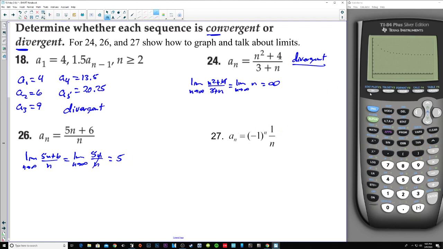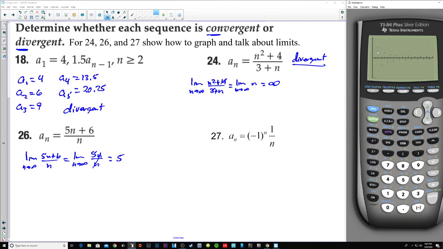On number 27, let's graph this. We're going to clear this. And we have negative 1 to the n, and that piece causes this to alternate signs: negative, positive, negative, positive. But we're going to divide that, or times 1 over n. We could just divide by n. We'll have to adjust our window here, and 0 to 20 is fine. How about we go from negative 1 to 1? And we graph that, and we notice that it goes negative 1, positive 1/2, negative 1/3, positive 1/4, negative 1/5, positive 1/6.